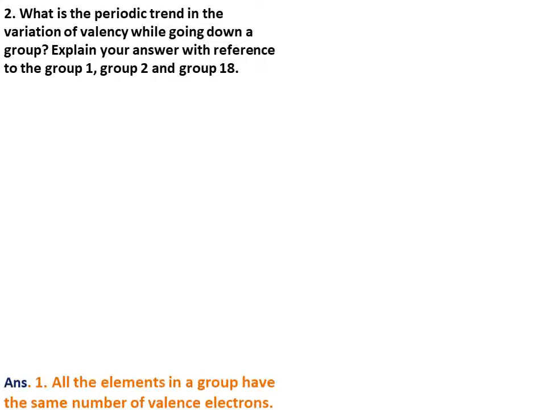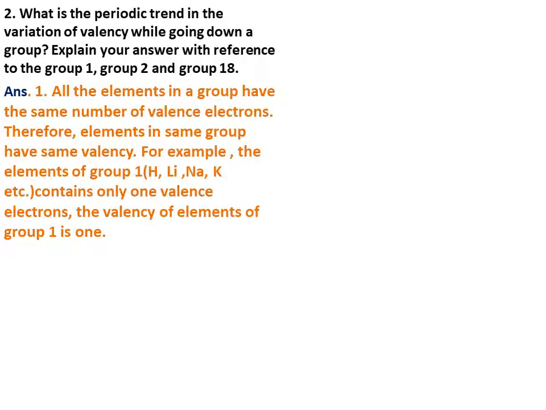Now the second question is, what is the periodic trend in the variation of valency while going down a group? Explain your answer with reference to group 1, group 2 and group 18. All the elements in a group have the same number of valence electrons. Therefore, elements in the same group have the same valency.